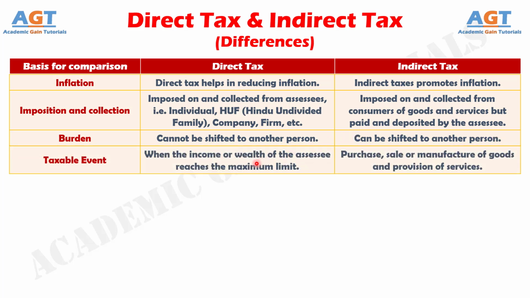Number 11. The taxable event in the case of direct tax: when the income of the assessee reaches the maximum limit specified under the law, the exceeding amount will become taxable. Contrarily, whenever there is a purchase or sale or manufacture of goods and provision of services, it is a taxable event in the case of indirect taxes.